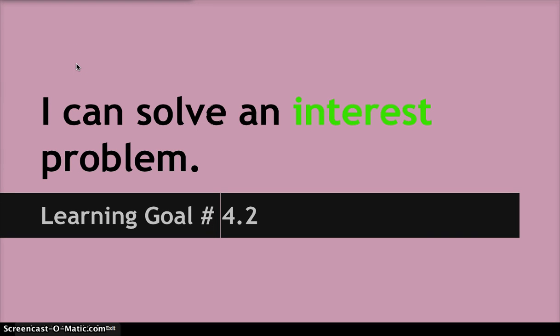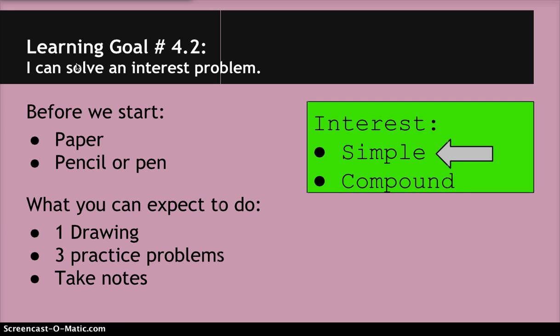It says, I can solve an interest problem. Make sure you have your paper, pencil or pen, and what you can expect from this video is we'll be building upon our drawing from Learning Goal 3. We'll do 2 practice problems together and 1 on your own, and take whatever notes you need.